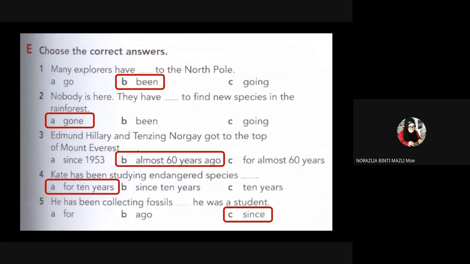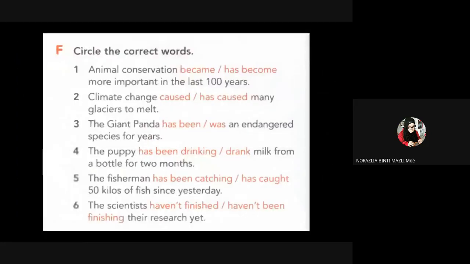Okay, hi Izzati. We are now discussing the answers for this one. F, circle the correct words. Okay, think about it. Animal conservation became or has become more important in the last 100 years. Became ke has become? Fikir dulu. The answer is has become. Animal conservation has become more important in the last 100 years.